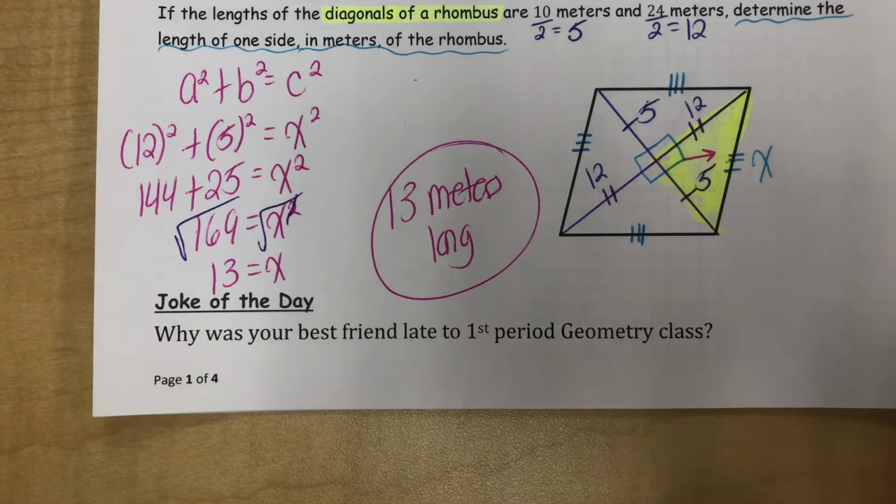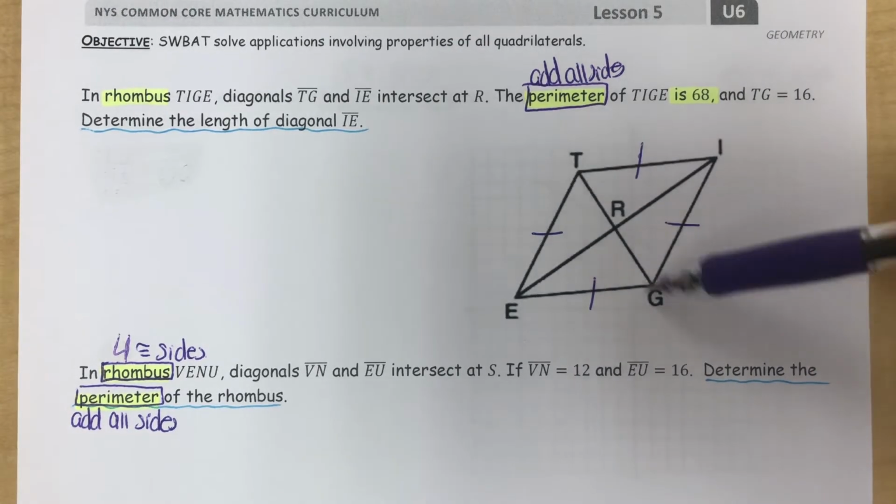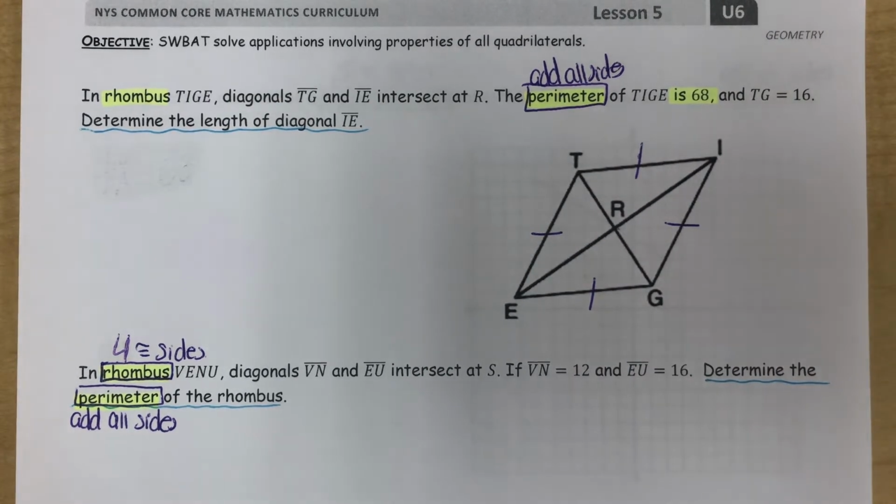Okay, great. Let's go to the next page. All right, here we go. In rhombus TIGE, diagonals TG and IE intersect at R. I can see they are intersecting at R. The perimeter means to add all sides. The perimeter of TIGE is 68 and TG is 16. Determine the length of diagonal IG.